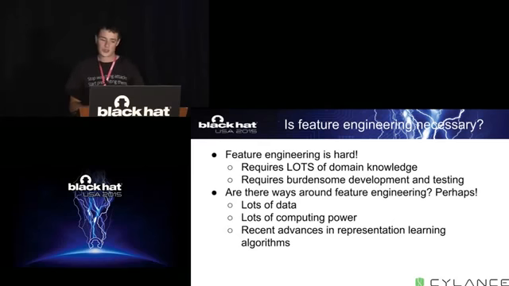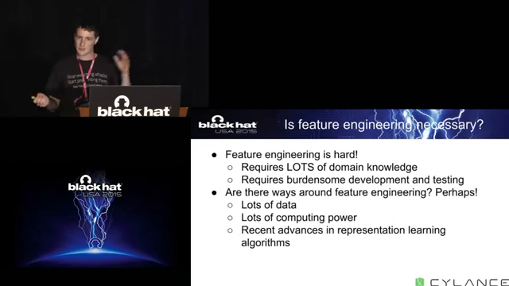So maybe we should ask ourselves if there are ways around feature engineering. In other words, some magical algorithm that we just dump data into, and it gives us good output predictions. So are there ways around feature engineering? Yeah, I would say so. If you have a whole lot of data, and you have a whole lot of computing power, and you take advantage of these advances in deep learning or representation learning algorithms, you can usually do quite well.